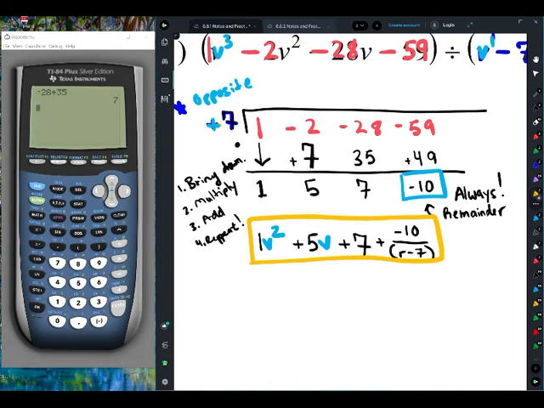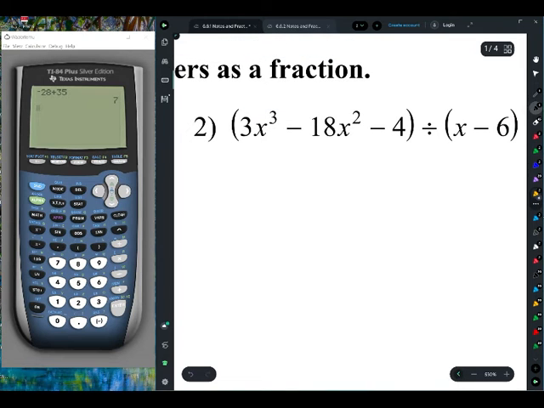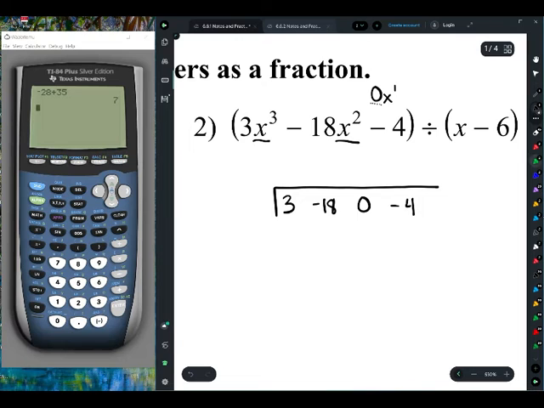Let's check out another example and practice this skill a little more. Number 2 has another little curveball. Remember with regular division that you want to make sure you have all of the variables accounted for, and we're missing x to the first. So we fill in that gap with a 0. As we write our coefficients, it's going to be 3 for the 3x squared, negative 18, 0 for the x, and then negative 4. Out front, we're going to put a positive 6, because again, it's opposite of our divisor.